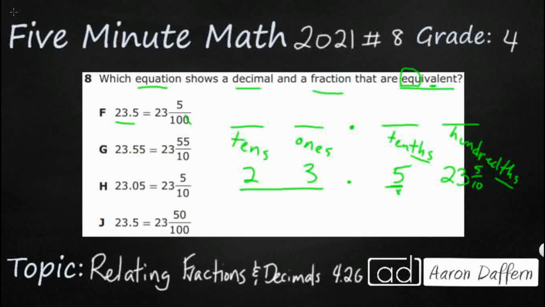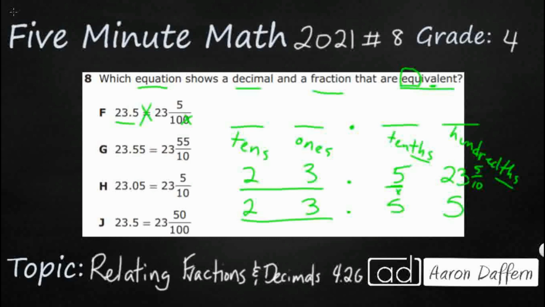So as you can see, that is incorrect. It has an extra 0. So we don't really need that. And so that is going to be incorrect. So let's check our G here. We've got 23, and they give us 2 5s, 0.55.